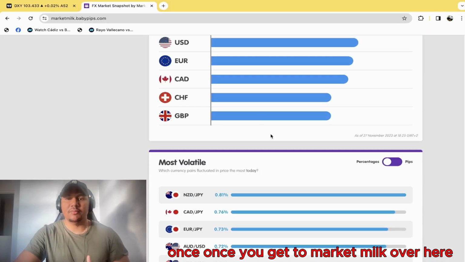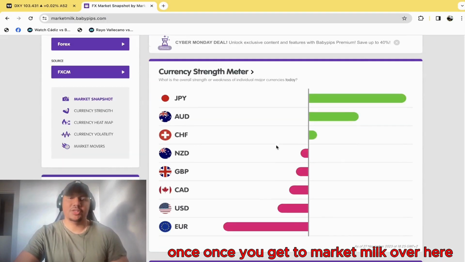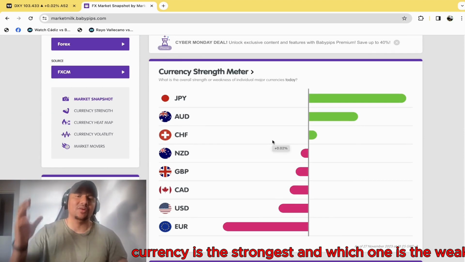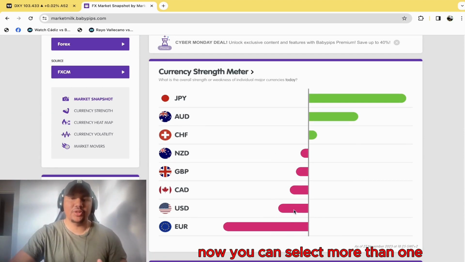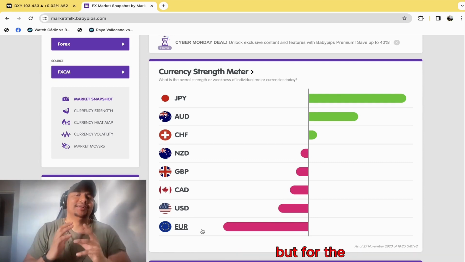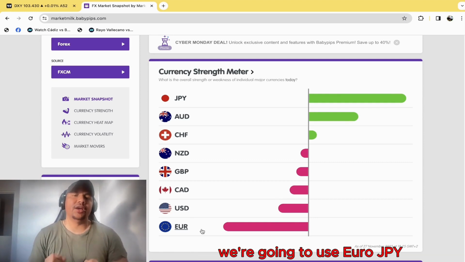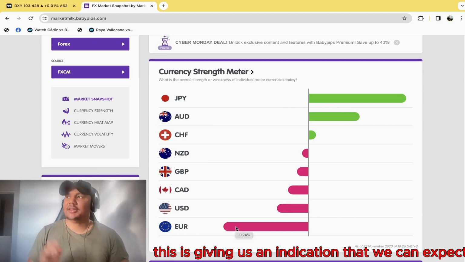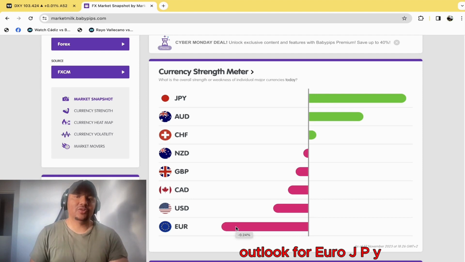Once you get to Market Milk over here, you want to check which currency is the strongest and which one is the weakest. Now you can select more than one, but for this video, we're going to use EUR/JPY. You can see here the Japanese yen is the strongest and the euro is the weakest. This is giving us an indication that we can expect a bearish outlook for EUR/JPY.